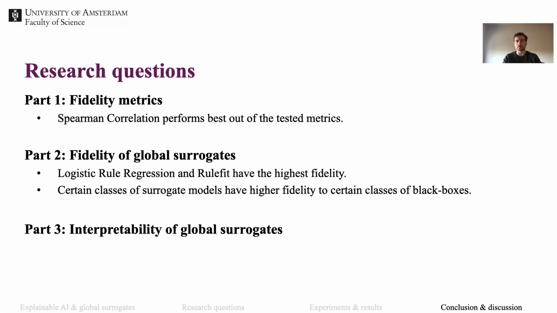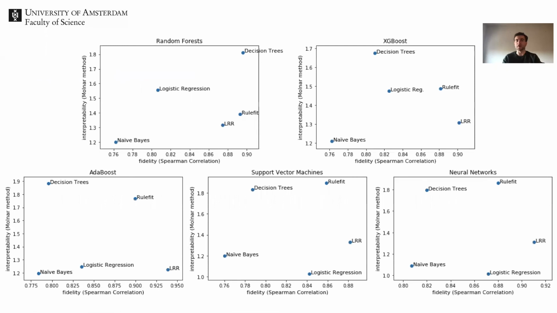To answer the research questions in part 3, we can now plot the fidelity interpretability trade-off for the surrogates. We created 5 fidelity interpretability plots, 1 plot for every black box. The fidelity is plotted on the x-axis, while the interpretability is plotted on the y-axis. As we can see, for random forests, so in the top left, decision trees are a clear winner. For the other black boxes, decision trees, rule fit, and logistic rule regression all perform well, with rule fit performing especially well on the last 2 plots, so support vector machines and neural networks.